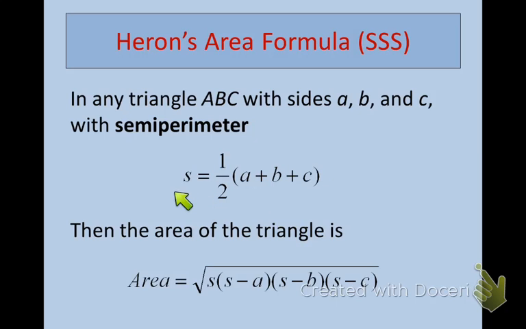Once you know the semi-perimeter, the area of the triangle can be calculated by taking the square root of that semi-perimeter times these factors, where it's the semi-perimeter minus each of the sides separately. The most commonly forgotten part of this formula is this little s out front. Most people will remember all of this and then forget that there is just a lone s out front. So make sure you're not forgetting that.